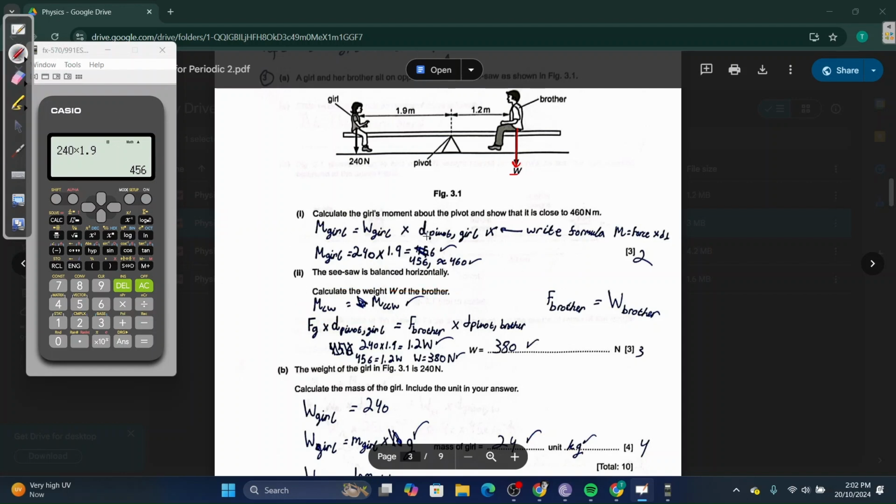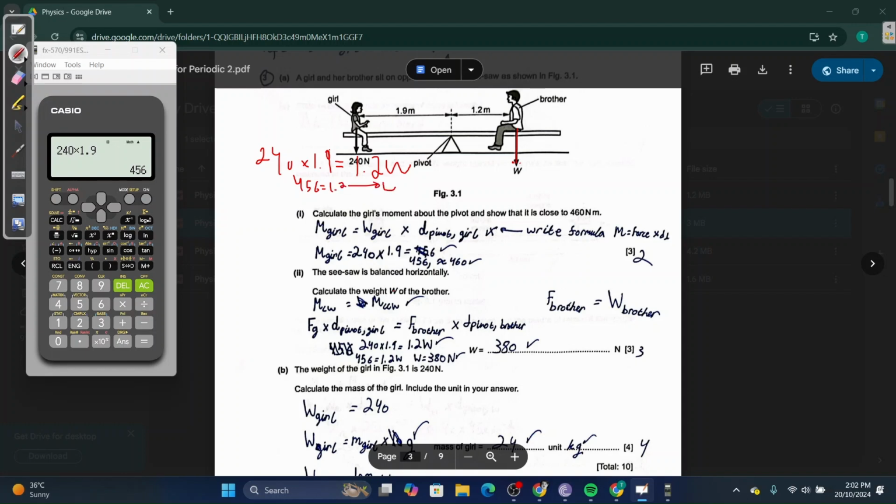Okay, so we're going to write the moment of the girl is equal to the moment of the brother. So then we found the moment of the girl, which was 456. Or let's write 240 times 1.9 because Cambridge are specific sometimes. So we'll rewrite 240 times 1.9 again. Is equal to the moment of the brother, which is 1.2 times W, or 1.2 W. Okay, so 240 times 1.9, we got it to be 456, equals 1.2 W.